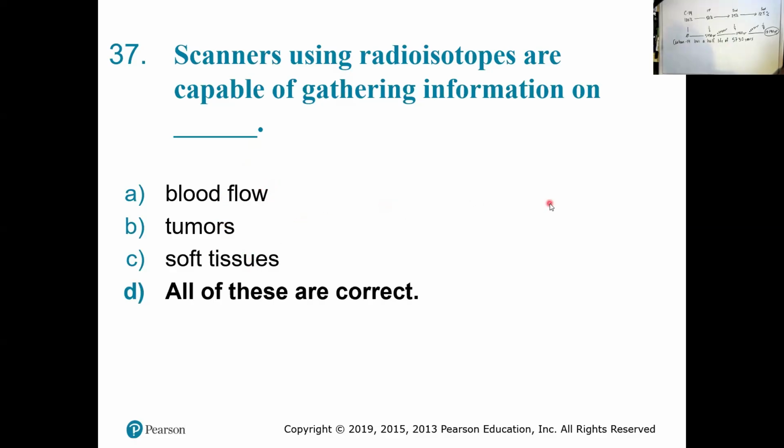All of those things. Anywhere that a radioisotope can go in your body is a place where it can give you information. Okay. And depending on what it is you're looking specifically at, that's where your scanners are going to focus. But they could potentially gather information in all these things.